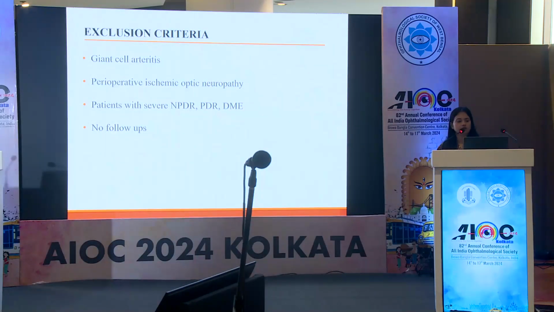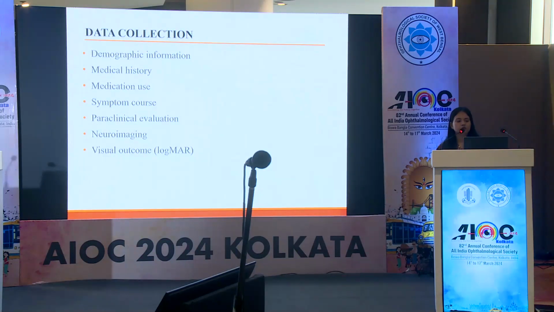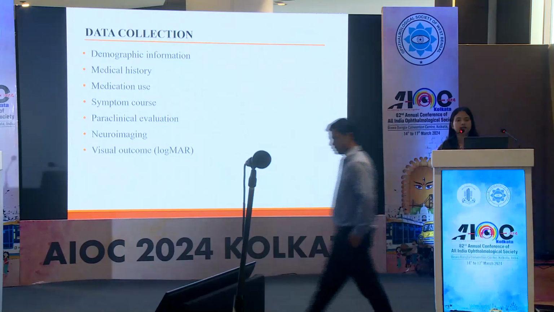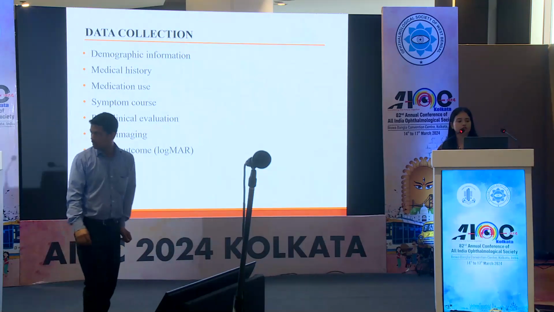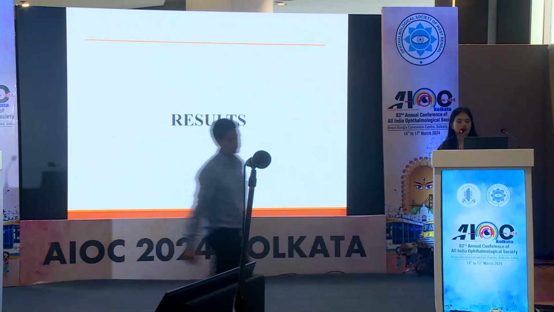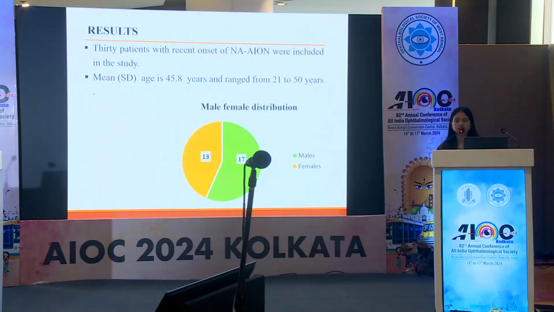Exclusion criteria were giant cell arteritis, perioperative ischemic optic neuropathy, patients with severe NPDR, PDR, DME and no follow-ups. Data collection included demographic information of the patient, medical history, medication use, symptom course, paraclinical evaluation, neuroimaging and visual outcome. Results: 30 patients with recent onset of NAION were included and the mean age was 45.8 years, which ranged from 21 to 50 years.